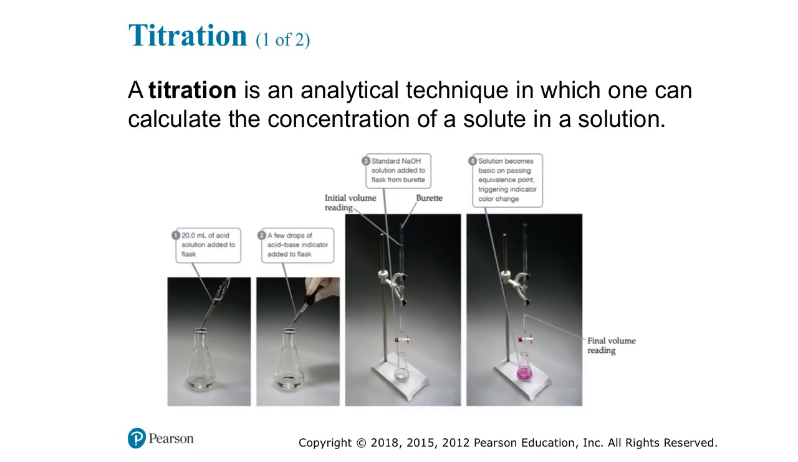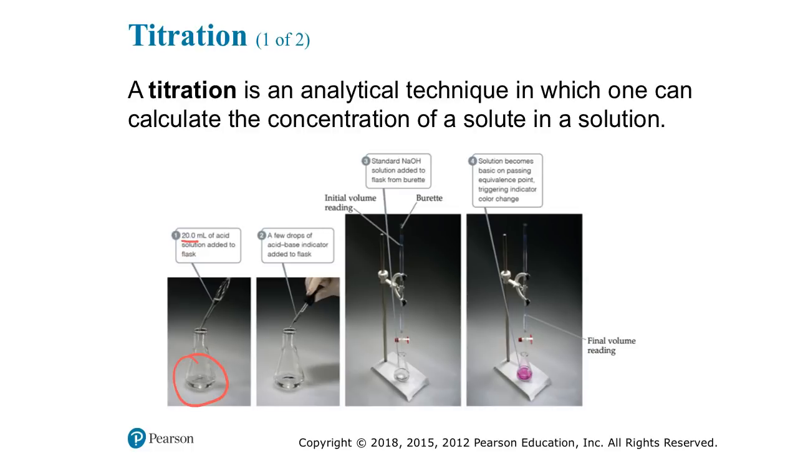Let's take a look. Okay, so a titration is an analytical technique where we can help calculate the concentration of a solute in a solution. So imagine you have some type of solution where you don't know its concentration. Let's say we have an acid solution of an unknown concentration. So we take 20 milliliters using a pipette, so we get 20.0 milliliters of acid, add it to a flask, and we add a few drops of an acid-base indicator.